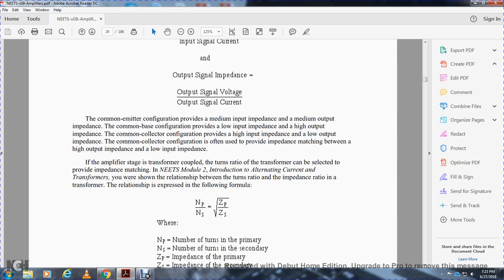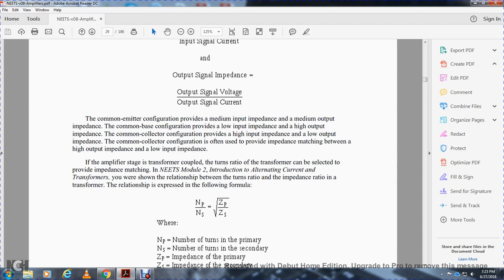The common emitter configuration provides a medium input impedance and a medium output impedance. The common base configuration provides a low input impedance and a high output impedance. The common collector provides a high input impedance and a low output impedance. The common collector configuration is often used to provide impedance matching between a high output impedance and a low input impedance.